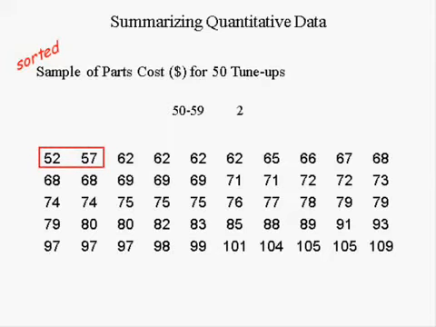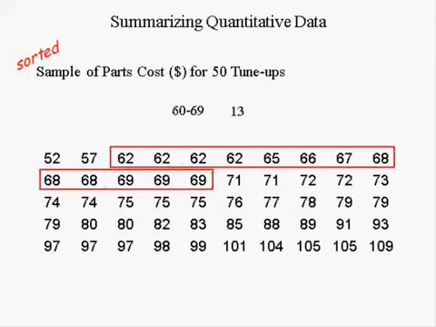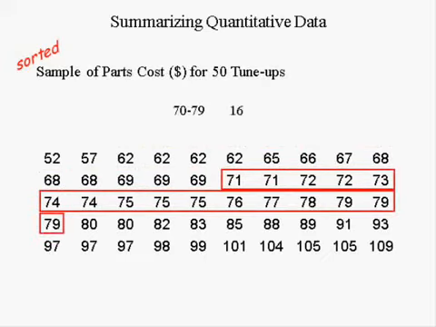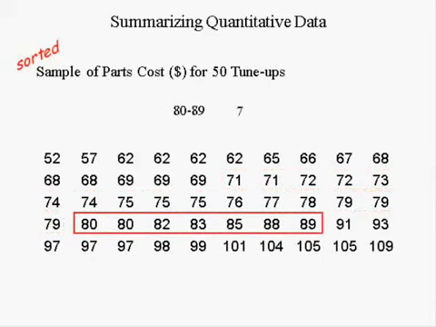The first interval, 50 to 59, contains 2 invoices. Hence, the frequency or count in this interval is 2. The second interval, 60 to 69, contains 13 invoices. Hence, the frequency of this interval is 13. The third interval, 70 to 79, contains 16 invoices. Hence, the frequency of this interval is 16. The fourth interval, 80 to 89, contains 7 invoices. The frequency of this interval is 7.